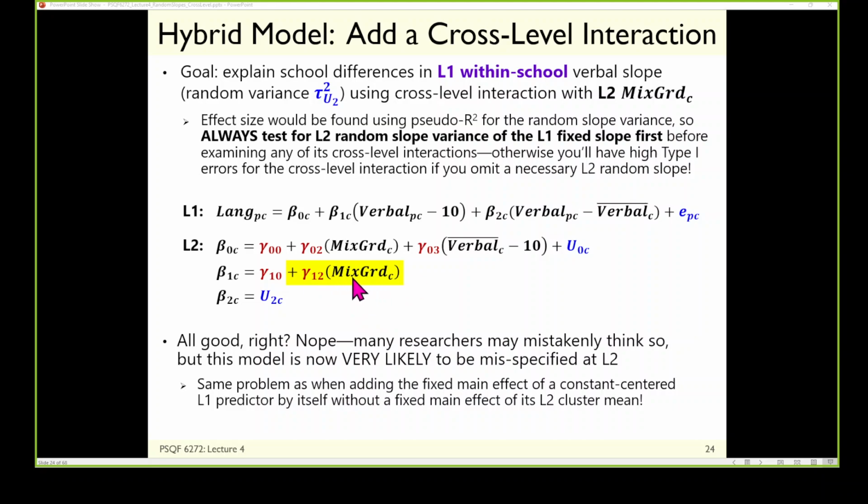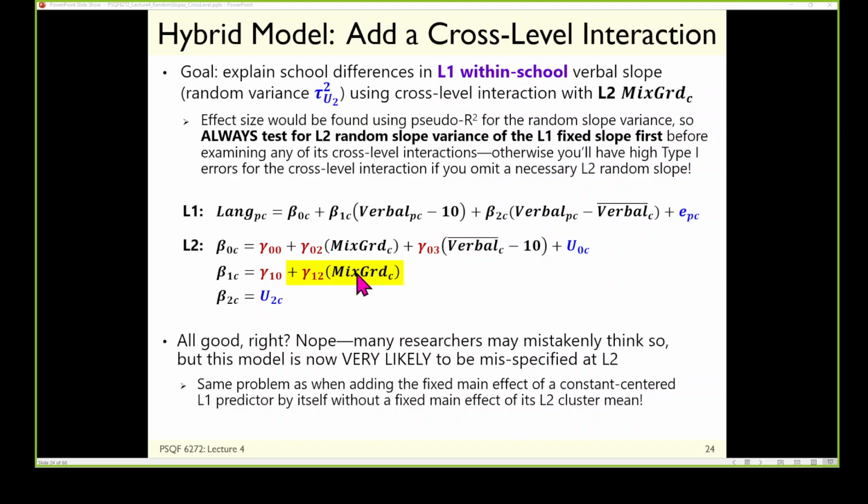Can I put this cross-level interaction in here to explain random slope variance? Even though it's in a different equation, it means the same thing, because this fixed slope right here is the within slope after controlling for the contextual effect in the model. So what this is supposed to mean is that the within school effect of being stronger in verbal than your peers depends on whether your school has mixed grades or not. And that cross-level interaction is supposed to explain part of the reasons why schools differ in the effect of relative verbal ability. So the purpose is to explain this new random slope.